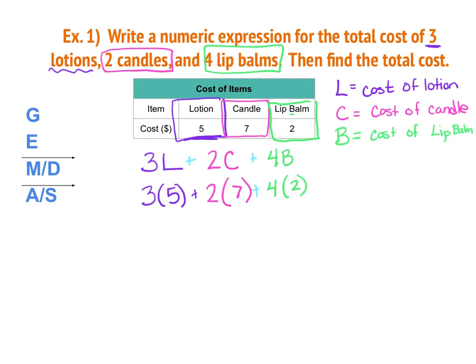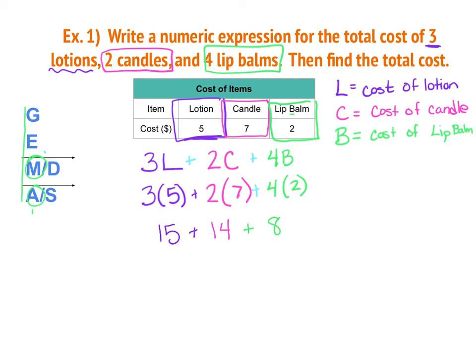Now we're going to use GEMDAS to decide what operations we need to do first. I see multiplication in there and addition. So I'm going to go ahead and circle multiplication and addition. Remember with GEMDAS, multiplication comes before addition. So we will do the multiplication first. So 3 times 5 is 15. And 2 times 7 is 14. And 4 times 2 is 8.